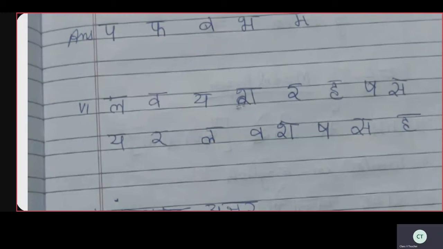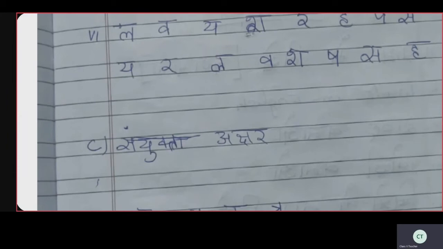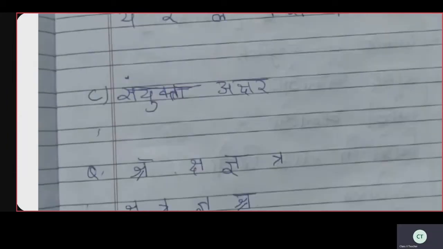Next, la va ya sha ra a sha sa. So two lines together it is given. La va ya sha ra a sha sa. So you have to write it in order. What will come first? Ya ra la va. Next, sha sha sa ha. Now sanyuktakshar shya sha ya tra. What will come first? Sha tra.